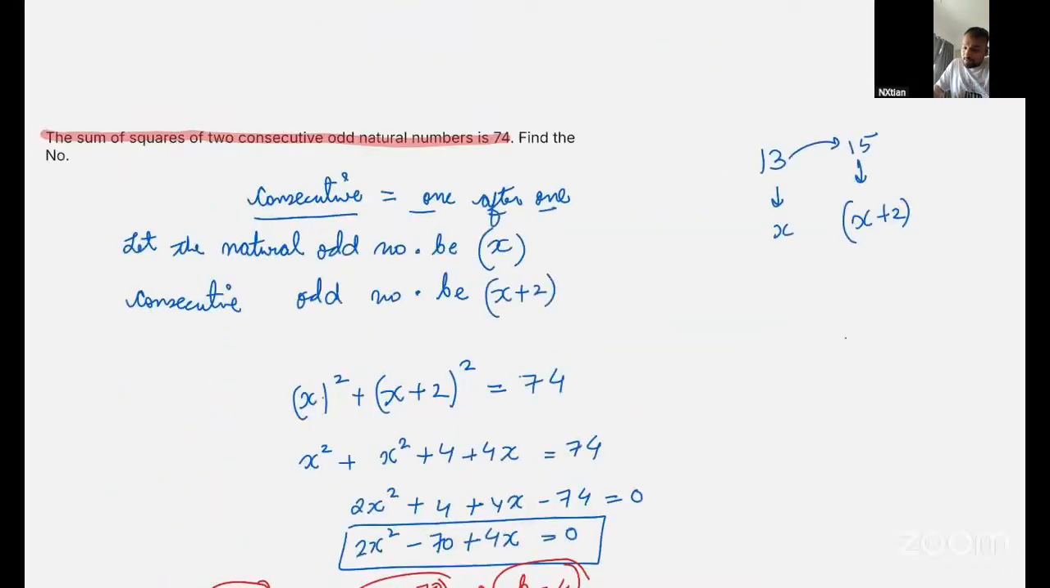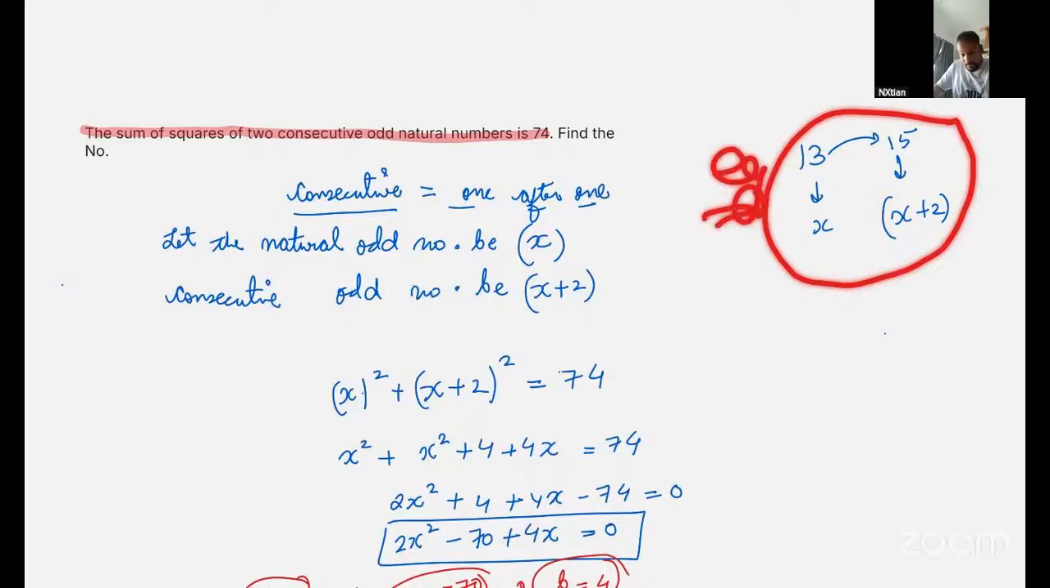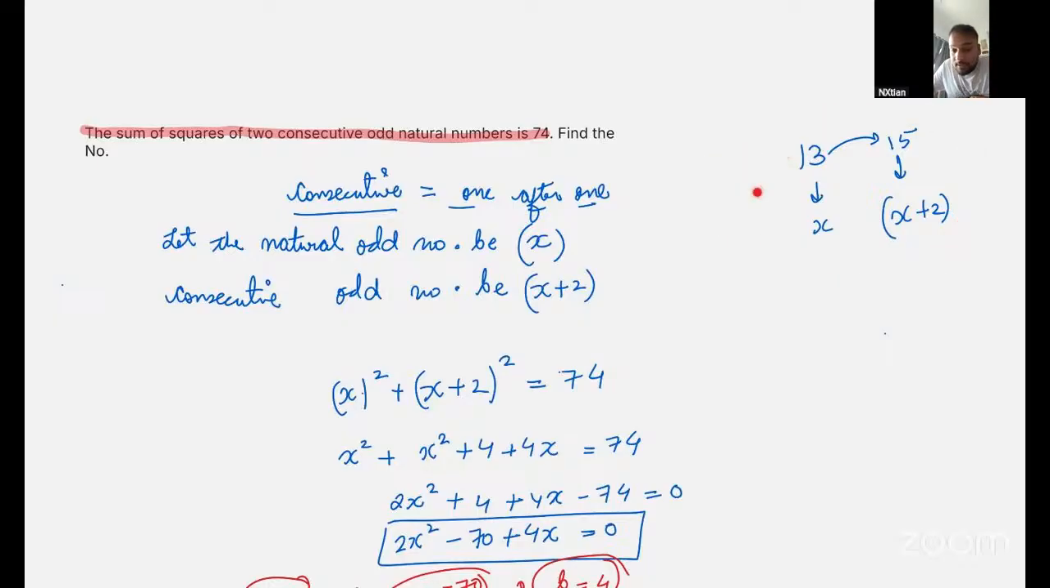How can we predict the correct number, like 13, 15? No, no. This is an example that I am taking. If, for example, 13 is the number and we are taking it as x, the next consecutive number will be 15. So in terms of x, it will be x plus 2, because we are adding 2 to that.